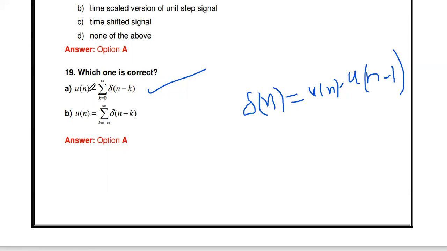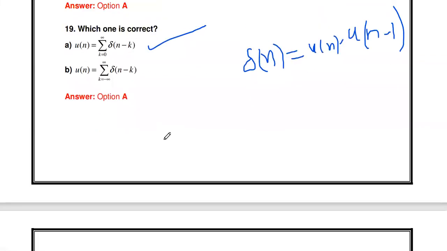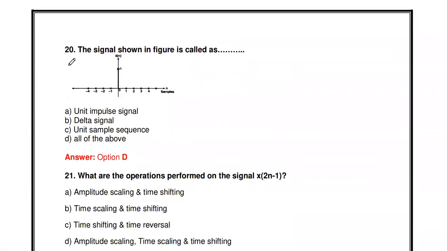So that is, u of n can be written as delta of n plus delta of n minus 1 plus delta of n minus 2, n minus 3, etc. Okay, so this is the correct relation. And then the next question: the signal shown in the figure is called as dash.